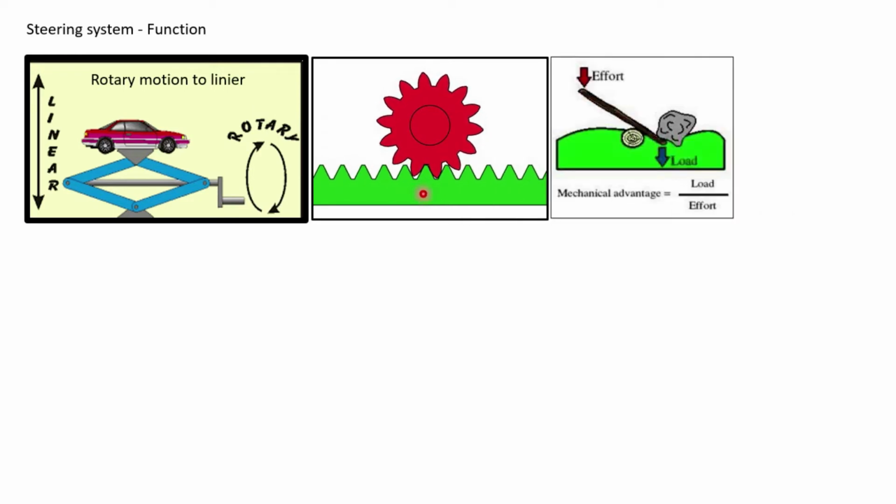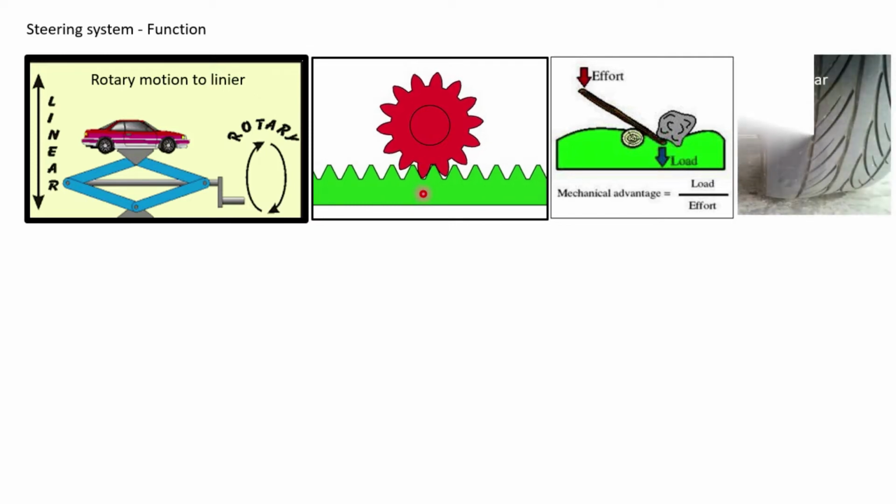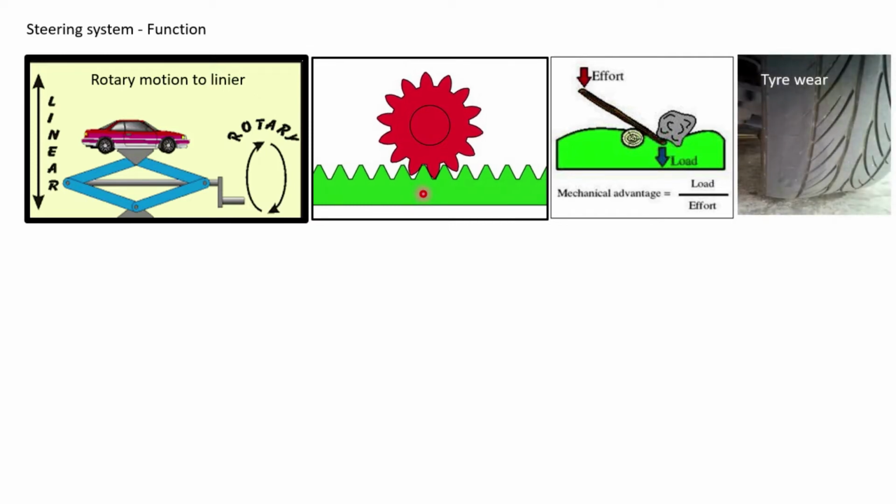The third function of the steering system is to give mechanical advantage to the driver, meaning the driver should be able to steer the vehicle irrespective of the load condition, with minimum fatigue. That is the mechanical advantage given by the steering mechanism. The other function is that the steering geometry or steering mechanism should protect the tires from premature wear. The tire should give the longest possible life in the vehicle.